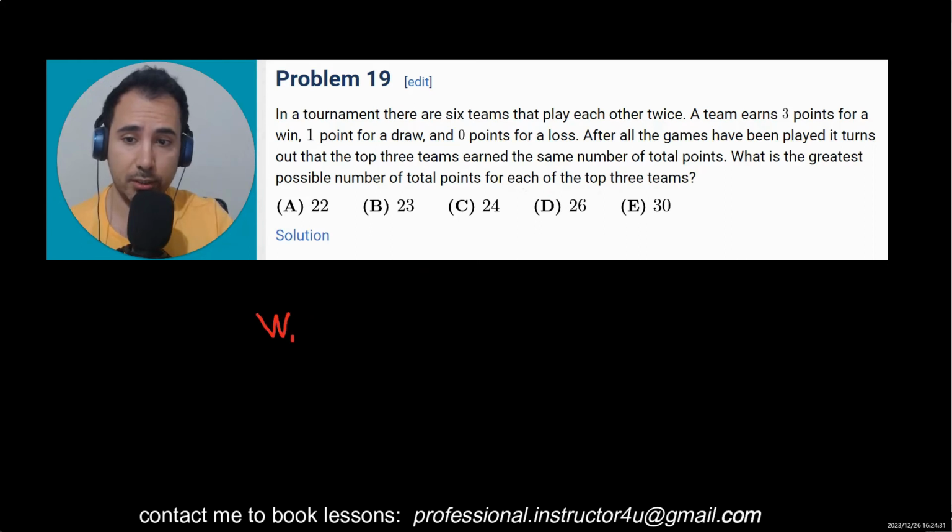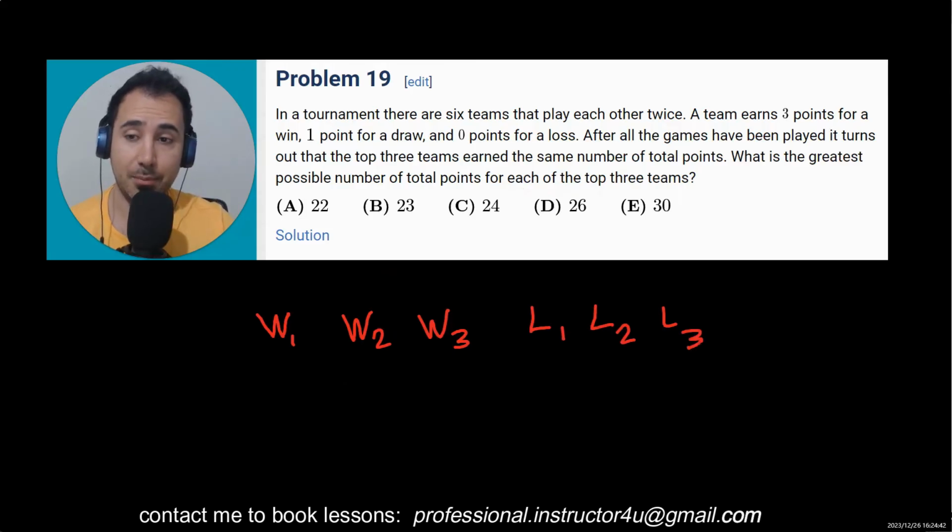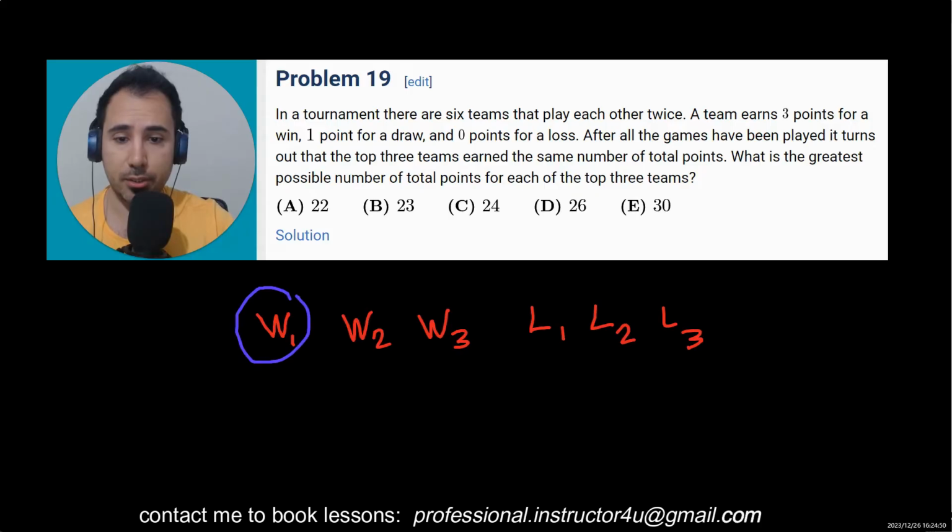It's going to be winner team 1, winner team 2, winner team 3, and we're going to have some loser teams. These loser teams are going to lose as much as possible so that the winners collect as many points as possible. And we know these 3 are supposed to be equal eventually. So let's take this one, for example.